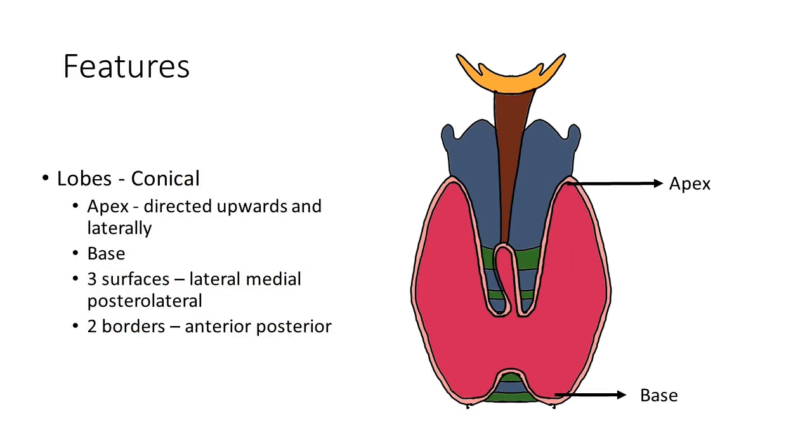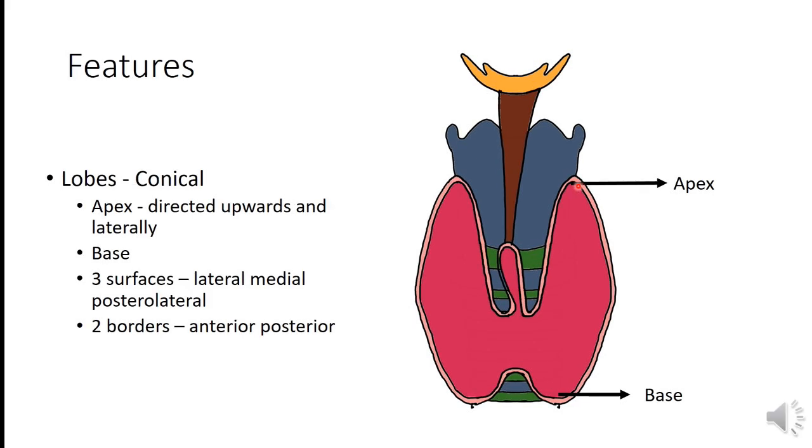Now coming to the features. Each lobe of the thyroid gland is conical in shape, with an apex directed upwards and laterally, and a base. Each lobe has three surfaces, lateral, medial, posterolateral, and two borders, anterior and posterior. In order to show that, we will need another diagram, which we'll do now.